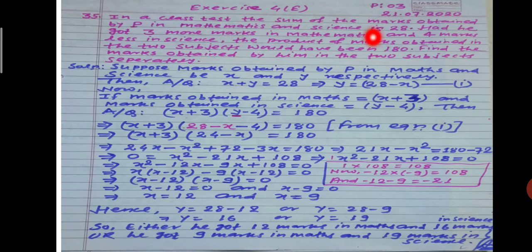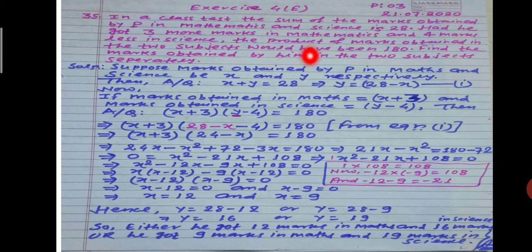किसी क्लास टेस्ट में P के द्वारा प्राप्त किए गए अंकों का योग 28 है. Had he got 3 more marks in mathematics, अगर उसको 3 अधिक मार्क्स आया होता मैथमेटिक्स में और 4 मार्क्स कम आया होता साइंस में, the product of marks obtained in the two subjects would have been 180. Then the marks obtained by him in these two subjects, when multiplied, will be equal to 180.